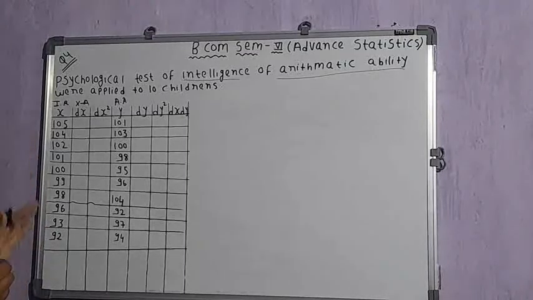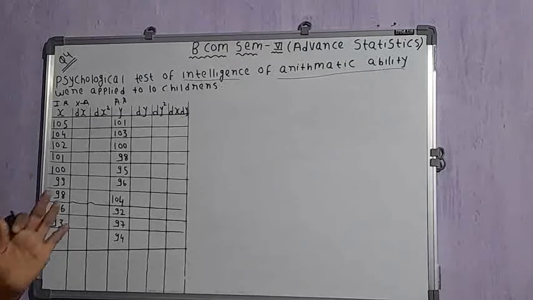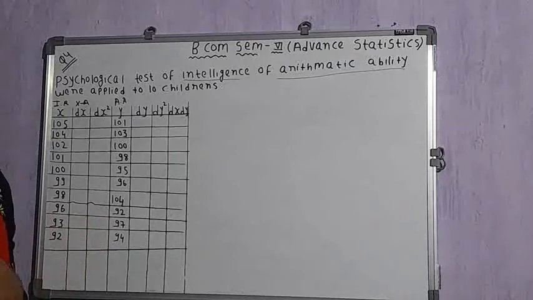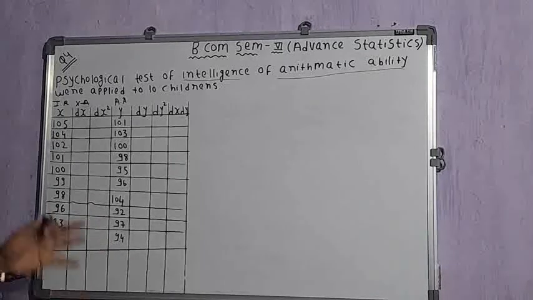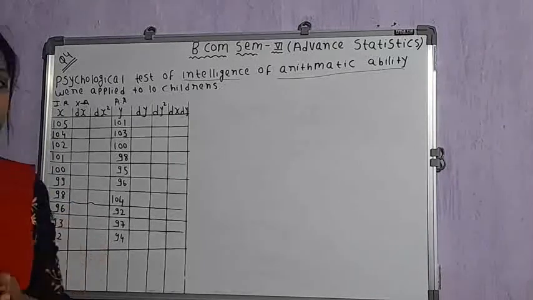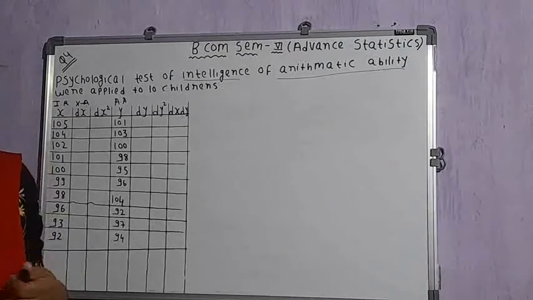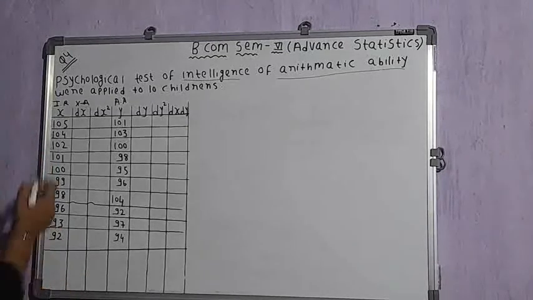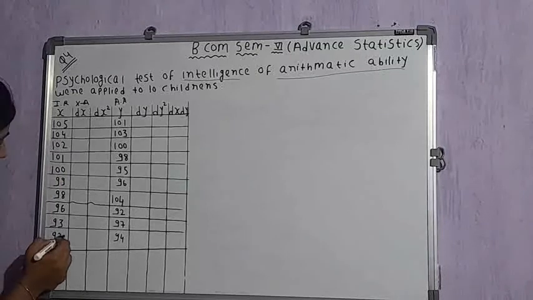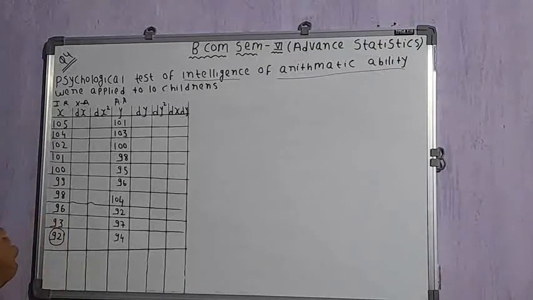So from the x series you can take any number as the assumed mean, but we are going to take the smallest number from the x series as the assumed mean, so that it will be easy for the sake of calculation. So what is the smallest number here? 92 is the smallest number. Okay, so we will consider it as the assumed mean. Now we will calculate dx by considering 92 as the assumed mean.